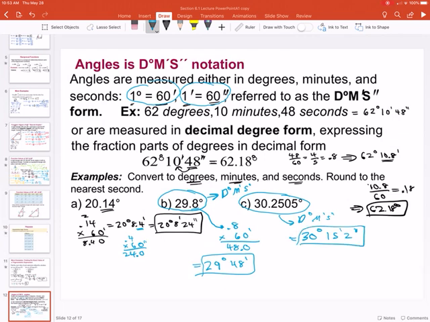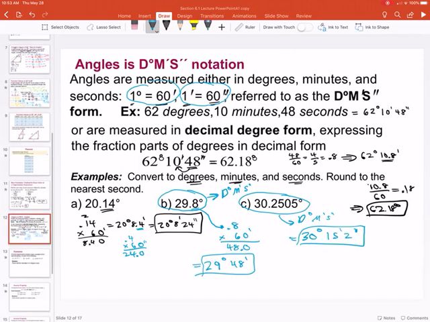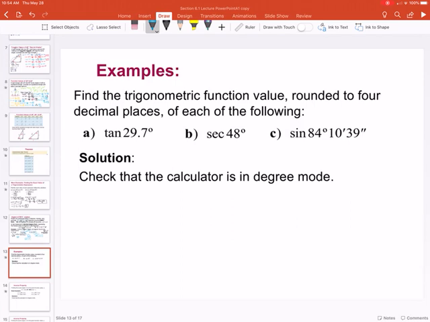All right. So again, that's conversions, DMS notation. So we'll see those kind of angle measurements. We're not always dealing with decimal degrees. Sometimes they'll get rid of that decimal. We'll convert it over into minutes and seconds.